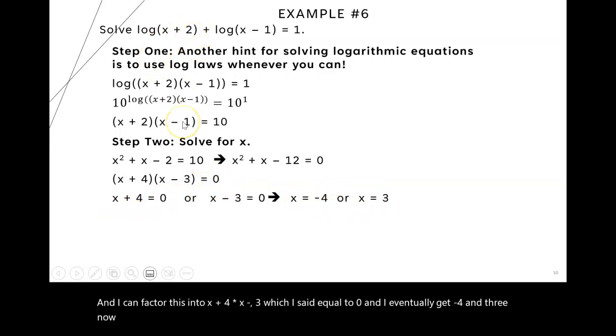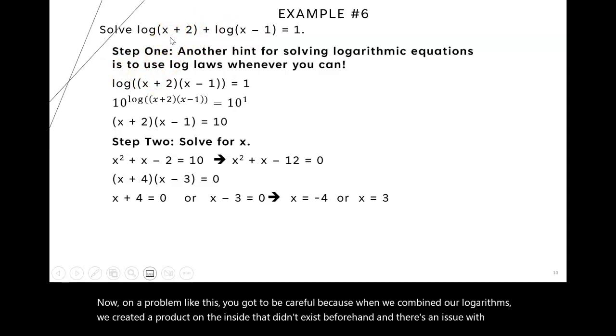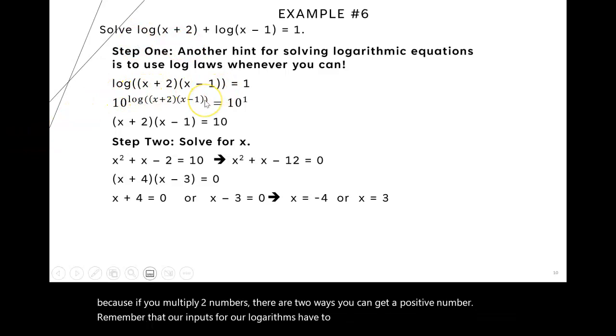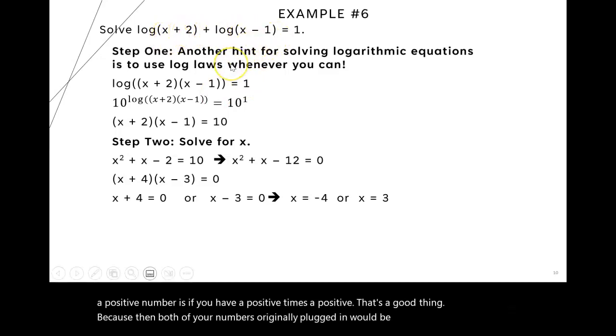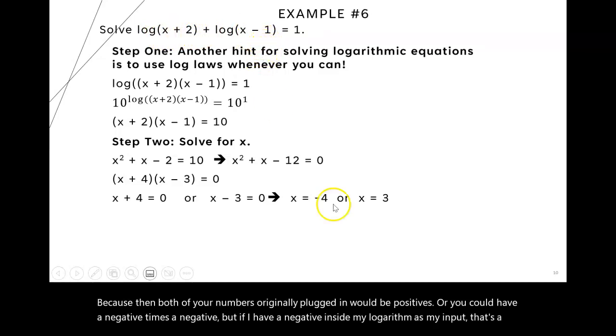Now, on a problem like this, you've got to be careful, because when we combined our logarithms, we created a product on the inside that didn't exist beforehand. And there's an issue with that, because if you multiply two numbers, there are two ways you can get a positive number. Remember that our inputs for our logarithms have to be positive. So you get a positive number if you have a positive times a positive, that's a good thing, because then both of your numbers originally plugged in would be positives. Or you could have a negative times a negative. But if I have a negative inside my logarithm as my input, that's a problem. That's not part of our domain.